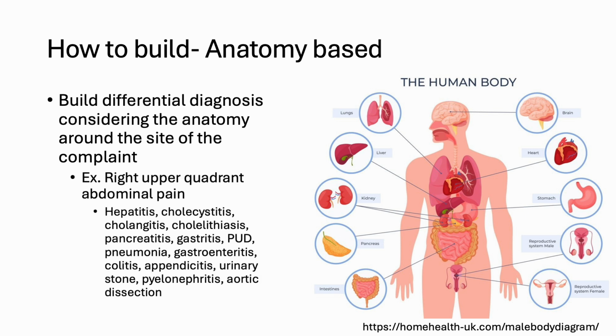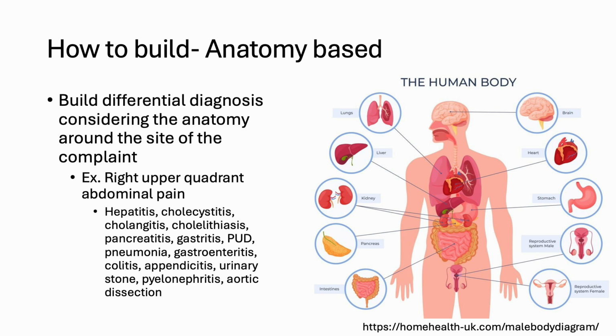So if we think about the patient that has right upper quadrant pain, we might think about all the different structures that live there, right? So in your right upper quadrant area, you have your liver, and so you might think about hepatitis. You have your gallbladder, so you may think of cholecystitis, cholangitis, cholelithiasis. You have your pancreas, so pancreatitis could be an option. Your stomach lives there, so gastritis and peptic ulcer disease. Your lungs are even kind of in that area, and so you've got to be thinking about pneumonia. All your bowels kind of run all throughout your abdominal cavity, so gastroenteritis and colitis are definitely things to think about.